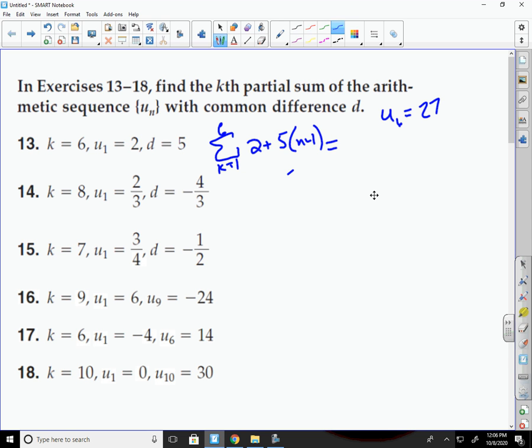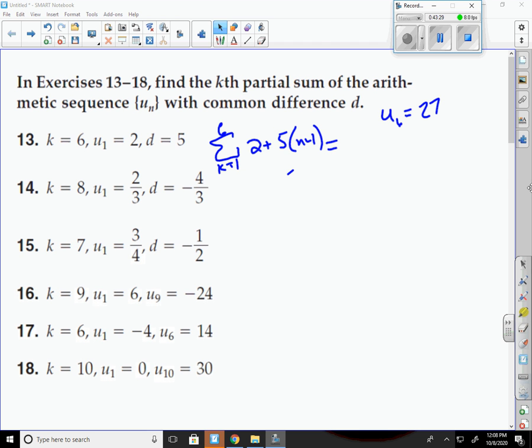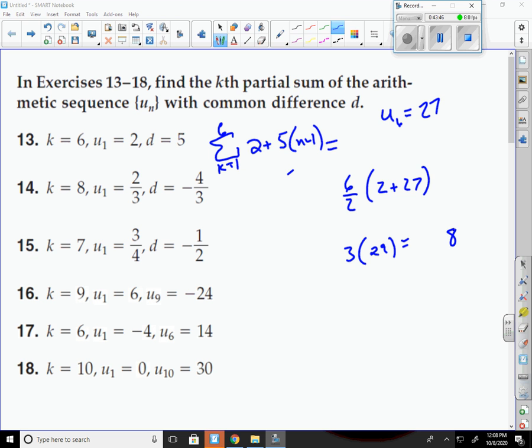Now to figure this out, we use our formula. So we're going to do k over 2, which is 6 over 2, times u sub 1, which is 2, plus u sub k, which in this case was 27. That gives us 3 times 29, and that's just equal to 87.